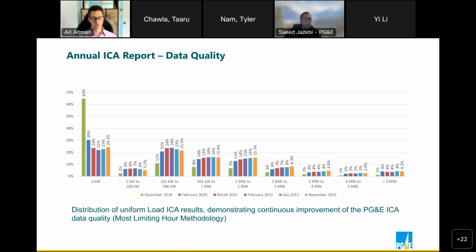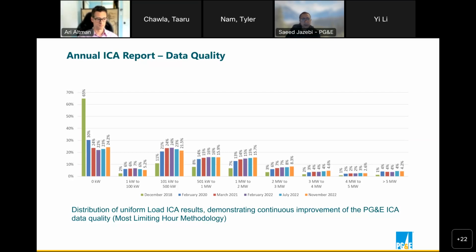Next slide, please. So this graph is a statistical representation of PG&E system-wide load ICA results. Basically, as Yi mentioned, it is a breakdown of ICA results in different buckets, as discussed by Yi. So it's a report basically. It's not an input to our ICA results. It's a system-wide report from our final ICA results.